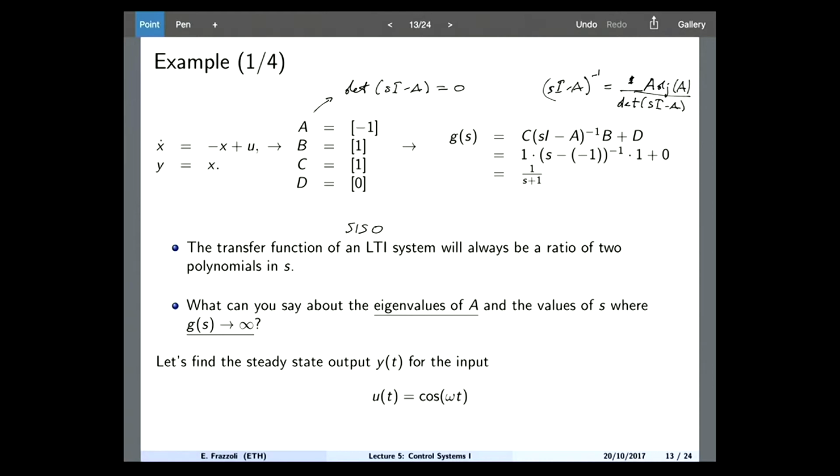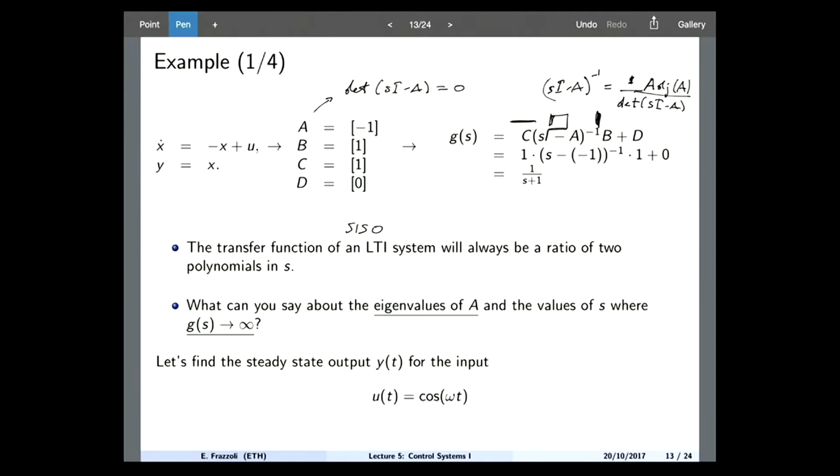No, but it's a valid point, right? When the system is single input, single output, C will be a row vector, A will be a square matrix, and B will be a column vector. When you multiply a row vector times a square matrix, what you get is another row vector. When you multiply a row vector by a column vector, you get a scalar.